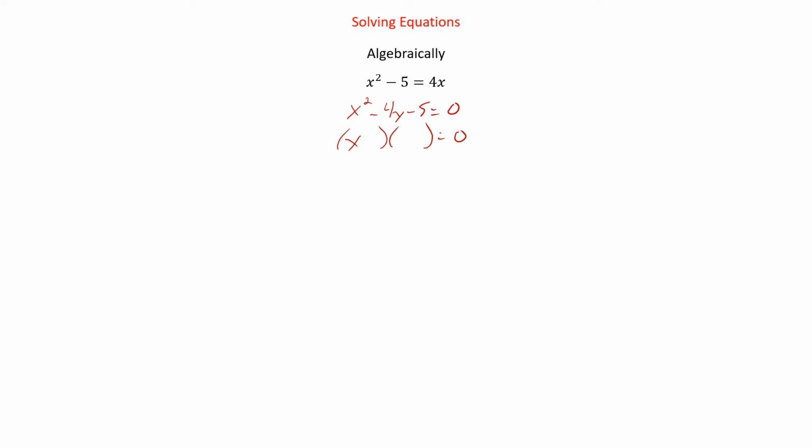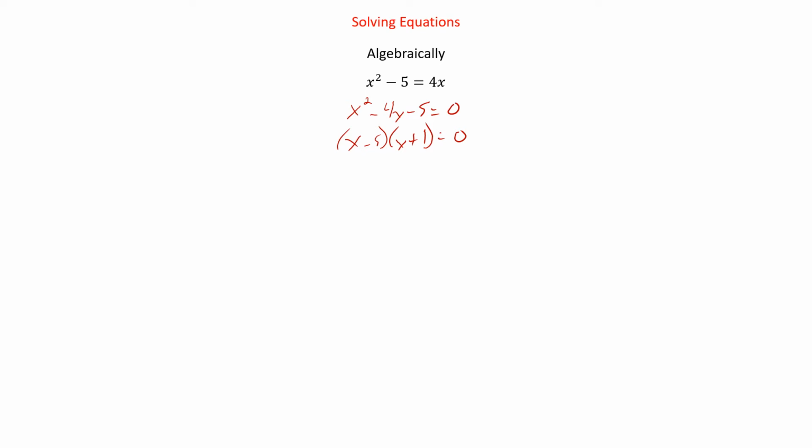And that'll be x minus 5, x plus 1, because x times x equals x squared. And then we have x times 1 and x times negative 5. So 1x minus 5x is negative 4x. And negative 5 times 1 is negative 5.